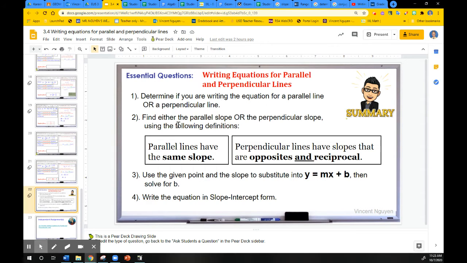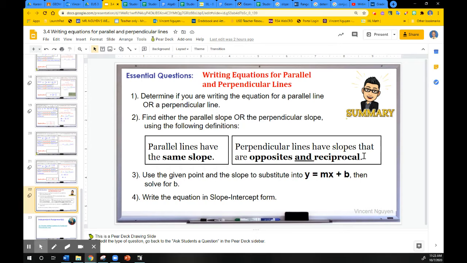From then you're going to say, okay, if I'm writing an equation for a parallel line, then I am going to need a parallel slope, right? And if you are writing the equation for a perpendicular line, you will be looking for the perpendicular slope, and we'll be using these two definitions here in order to determine what the slope is going to be. For parallel lines, you will use this exact same slope that they give you. For a perpendicular line, you're going to be using the opposite and reciprocal slope.